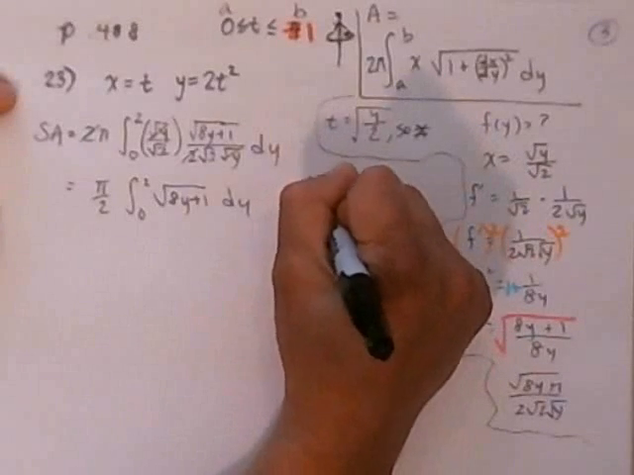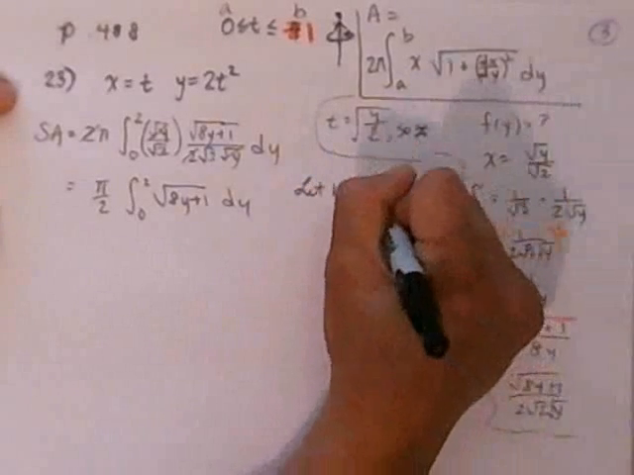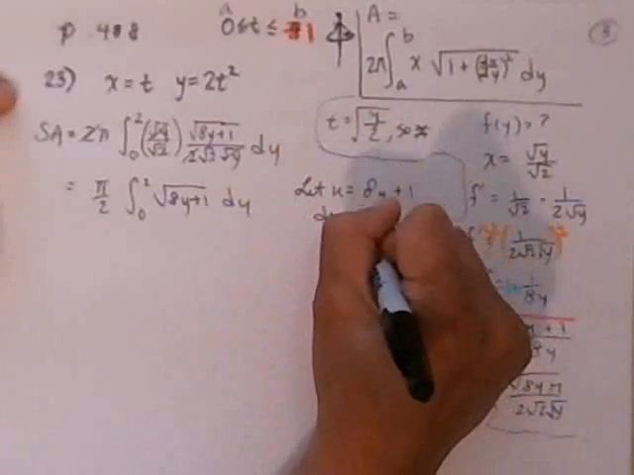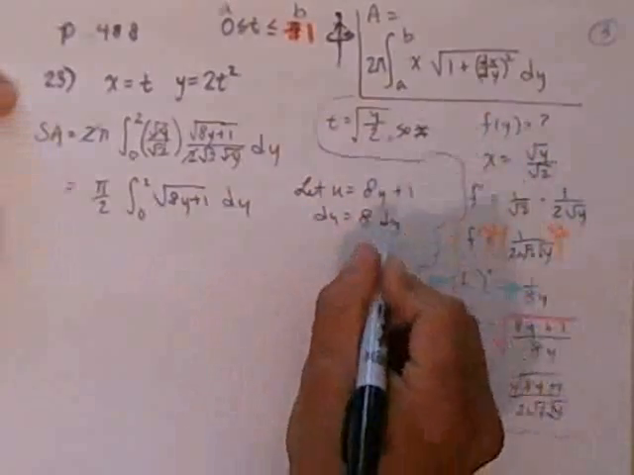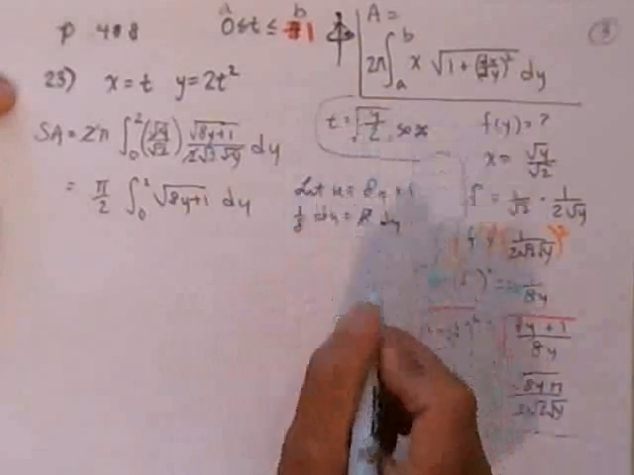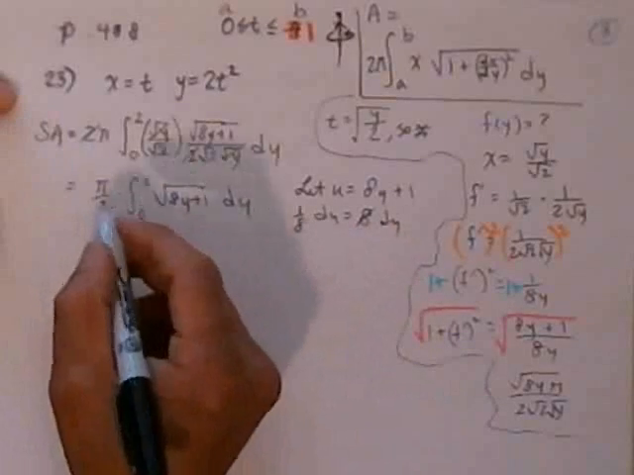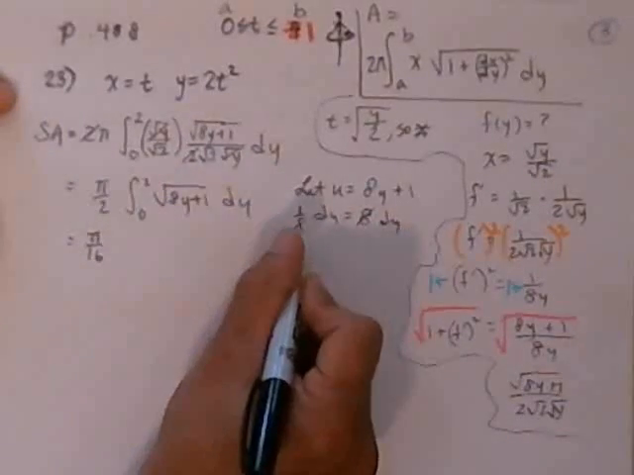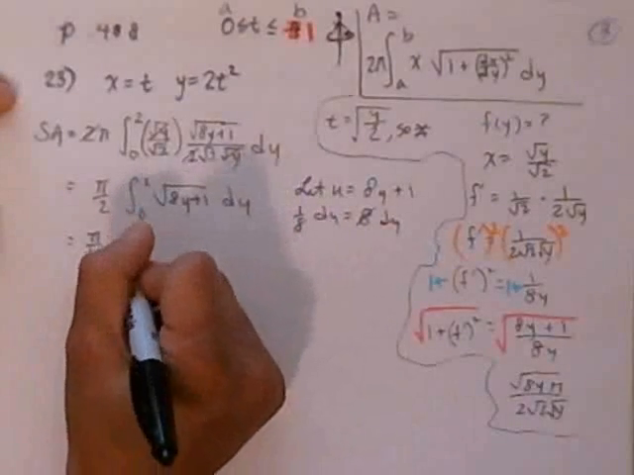We're going to let u equal 8y plus 1. So du is equal to 8 dy. I have a dy here. Get rid of the 1/8 by multiplying by 1/8. So the 1/8 comes out in front. It's going to be pi over 16, because pi over 2 times 1 over 8 is 1 over 16.